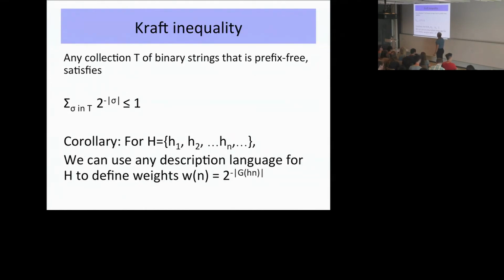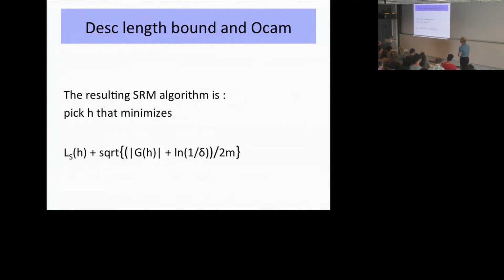So I can pick as a weight for my hypothesis, if my class looks like a sequence of hypotheses, I can decompose it into classes that each have only one hypothesis in them, and pick the weights to be the description length. And I know that these sum up to at most one, so I can take any countable class of hypotheses, have a language that will describe them, and use my structural risk minimization. And what I get is this algorithm that tells me: pick an H that minimizes the empirical error plus the square root of its description length plus ln 1 over delta, divided by 2m.